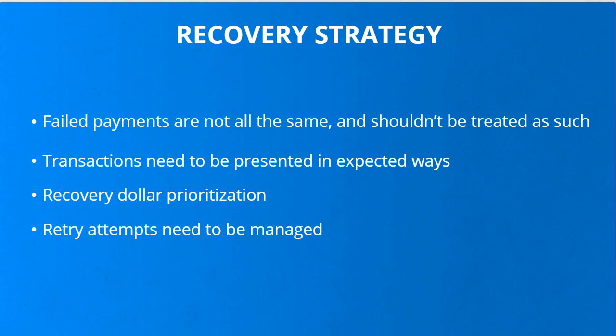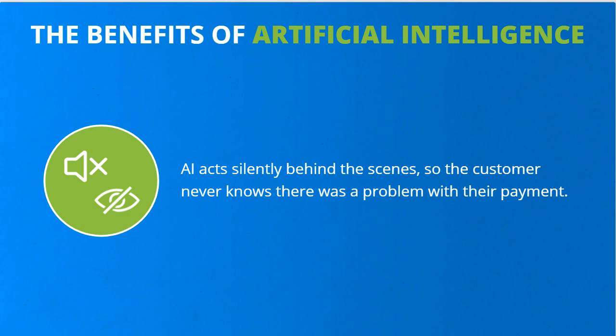So what are the benefits of using an artificial intelligence approach for this sort of problem? Well, first and foremost, an AI acts silently behind the scenes, so customers never know there was even a problem with their payments. We try and prioritize getting a recovery as quickly as possible, which means that the customer retains their service with as little or no disruption in any noticeable fashion.